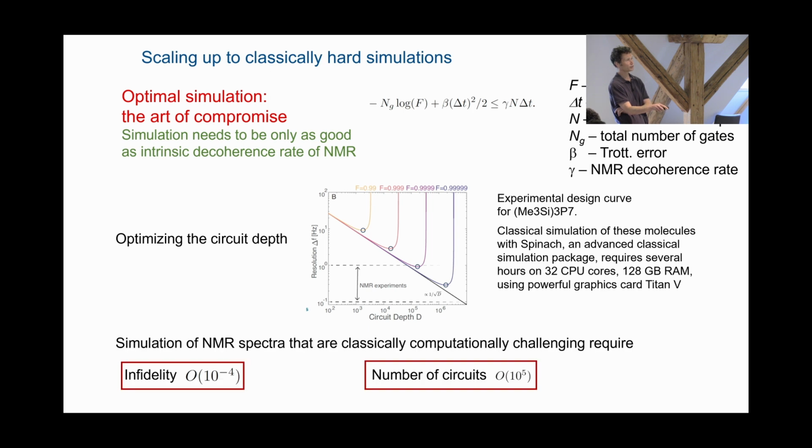To make a long story short, we find that when the infidelity becomes of the order of 10 to the minus 4, and when the number of circuits becomes of the order of 100,000, this method should be able to do calculations that are currently hard for classical algorithms. Of course, this number appears very often in the context of error correction, but what I want to stress is that when the system becomes this good, we will not need to do error correction. We can just start solving problems directly, because at this point, the accuracy of this quantum simulation becomes as good as we ultimately need, because nature is kind, it has its own finite decoherence rate.